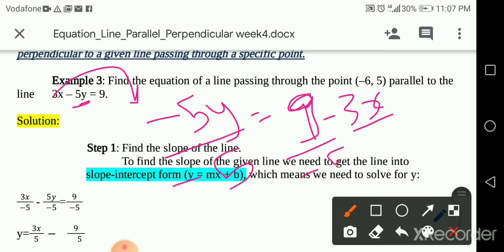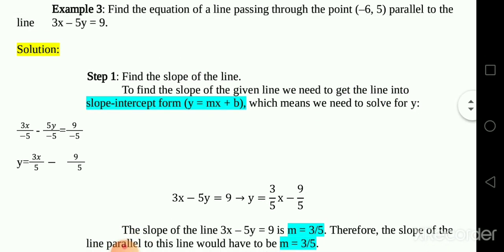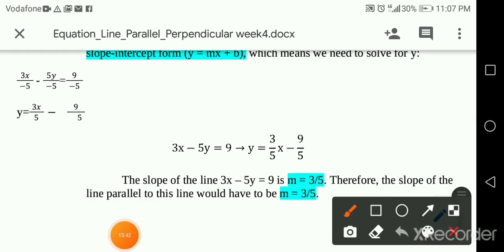By negative 5. So negative 5 goes with negative 5, so I have y alone. Here I have 9 over negative 5, and negative 3x over negative 5. As you see, I wrote this for you. So the answer is y equals 3/5 x minus 9/5.